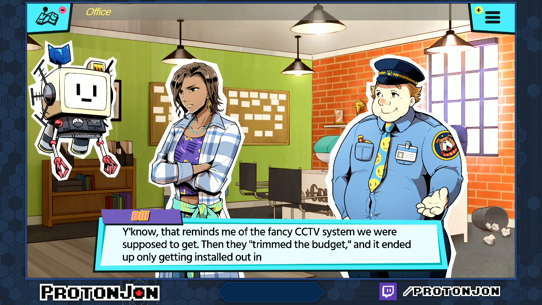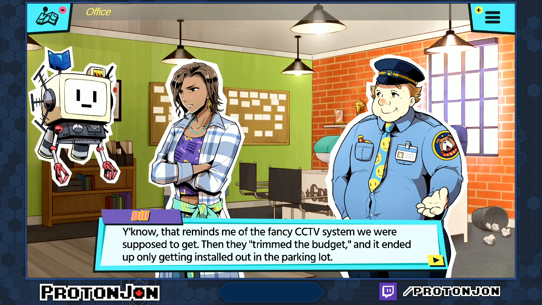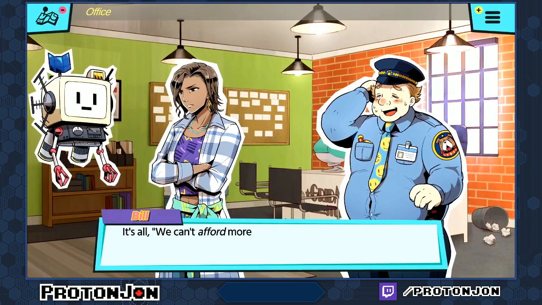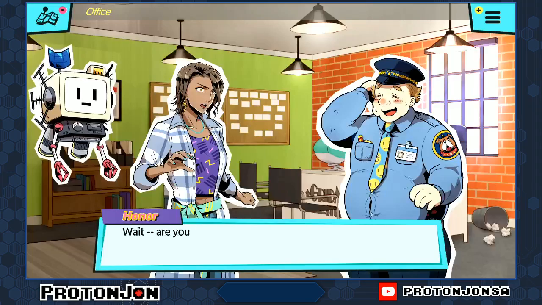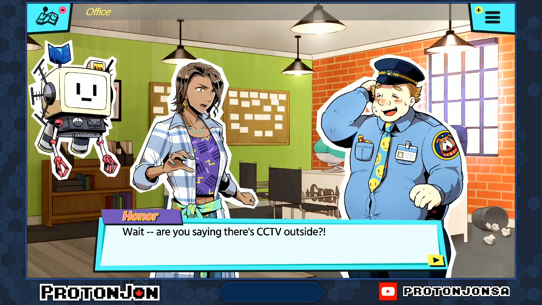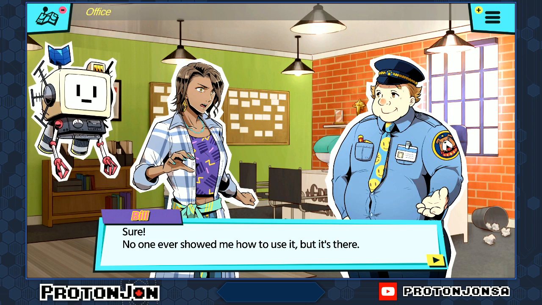You know, that reminds me of that fancy CCTV system we were supposed to get. Then they trimmed the budget, and it ended up only getting installed out in the parking lot. Typical management, I'm telling you. It's all we can afford. Wait, are you saying there's CCTV outside? Sure. No one ever showed me how to use it, but it's there.